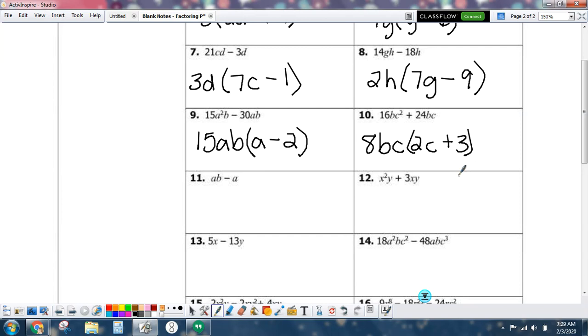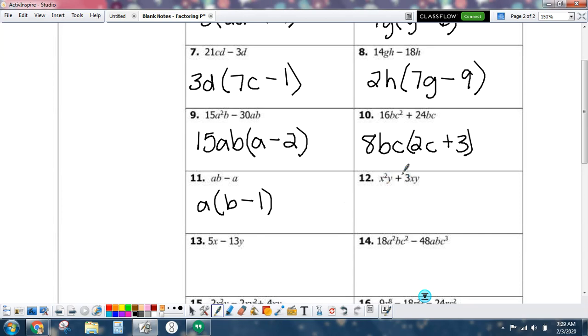Try 11. All right, so this one, the greatest common factor between ab and a, or minus a, is positive a. Okay, so that means I'm left with a b here. And then to get a times what is a negative a? Well, a times a negative 1 is a negative a. So we need to make sure we write that.